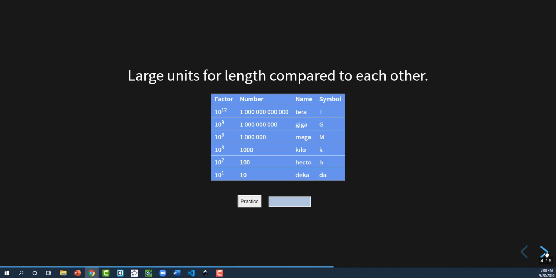Try again to find how many of the small units are in the large one, but this time we're in the top half of the master chart. We're dealing with units that are all larger than the base unit, the meter. Okay, so let's see if we can do this one.